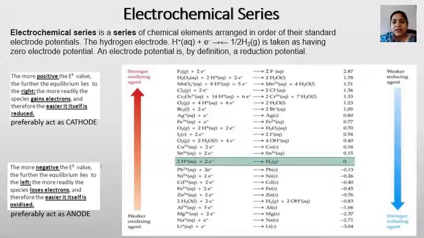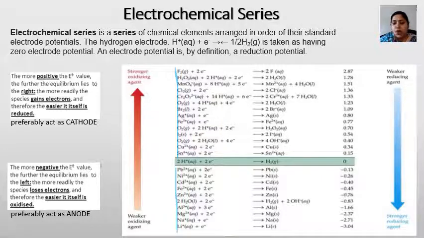You can see that some are having positive values and some are having negative values. Positive values mean these elements have the ability to get reduced in their solution, whereas the elements having negative values do not have a tendency to get reduced in their solution. Means they have the ability to get oxidized easily in their solution.